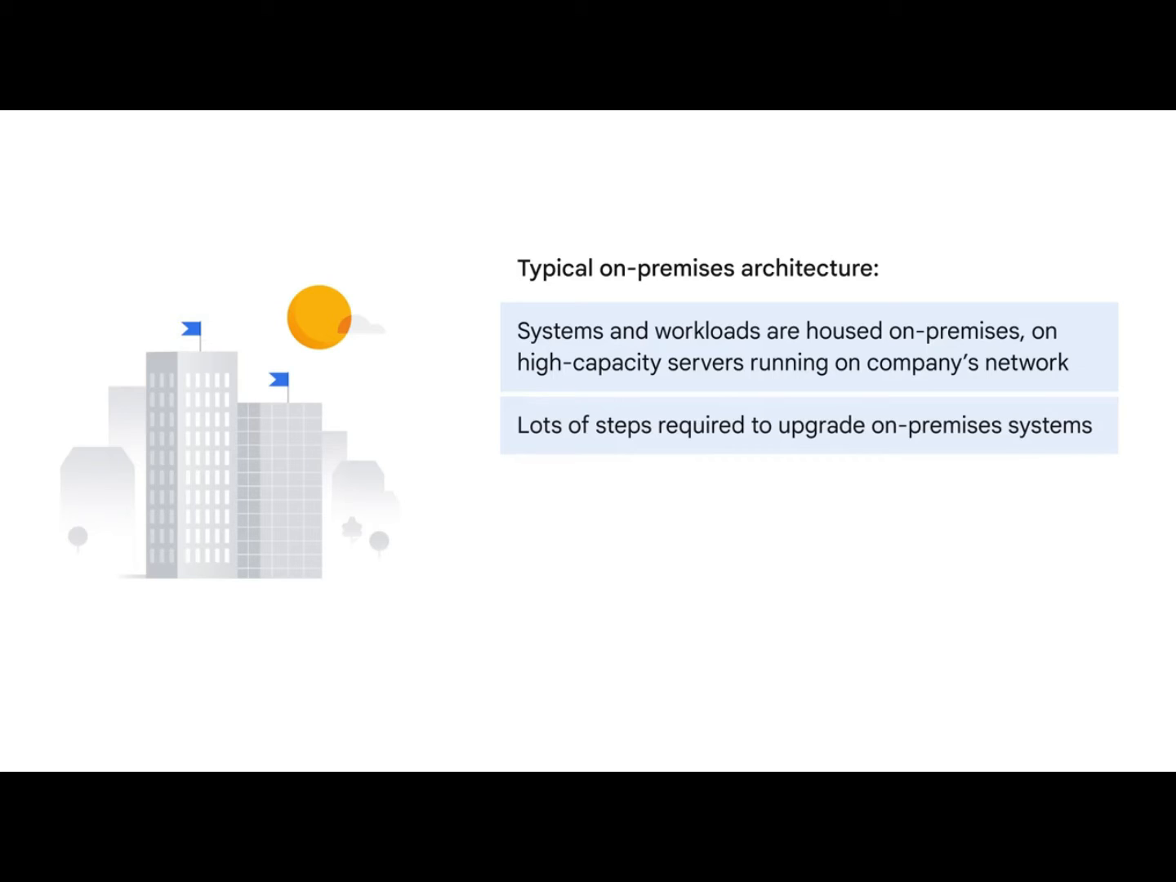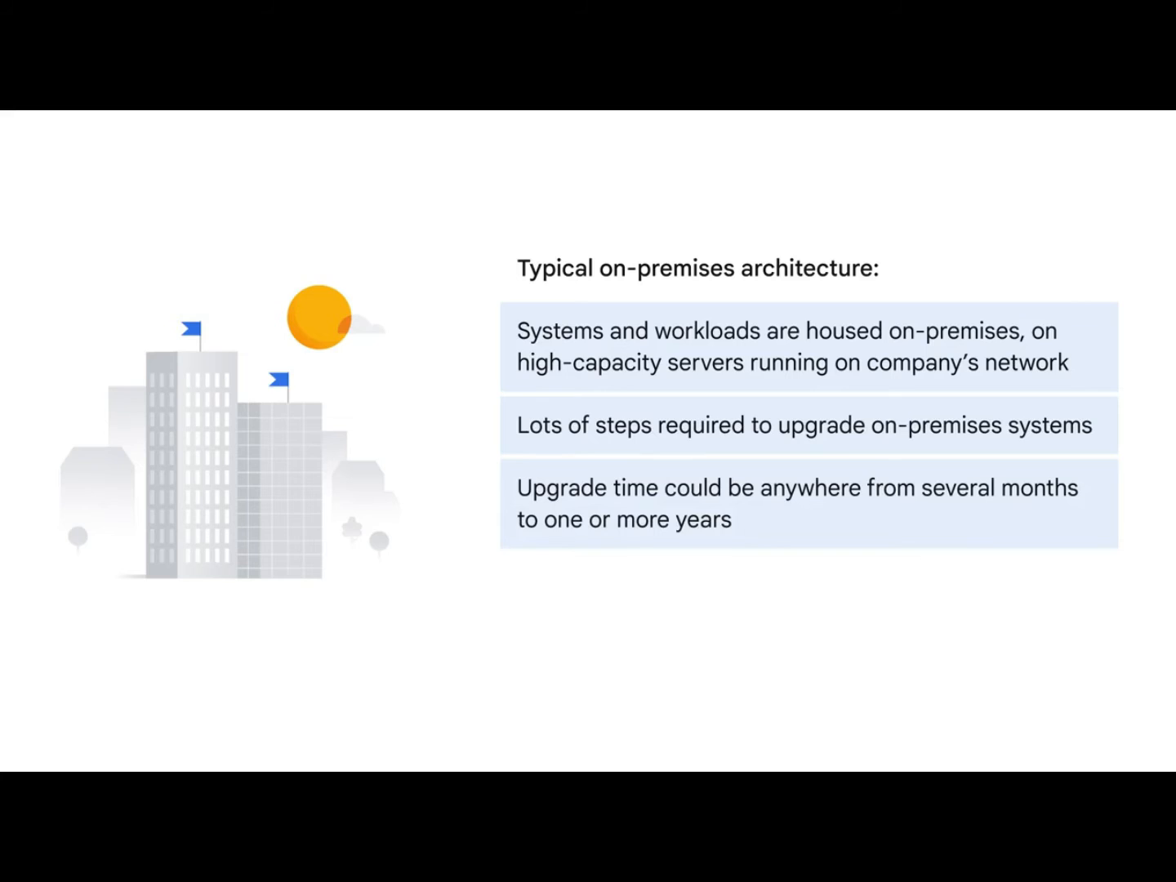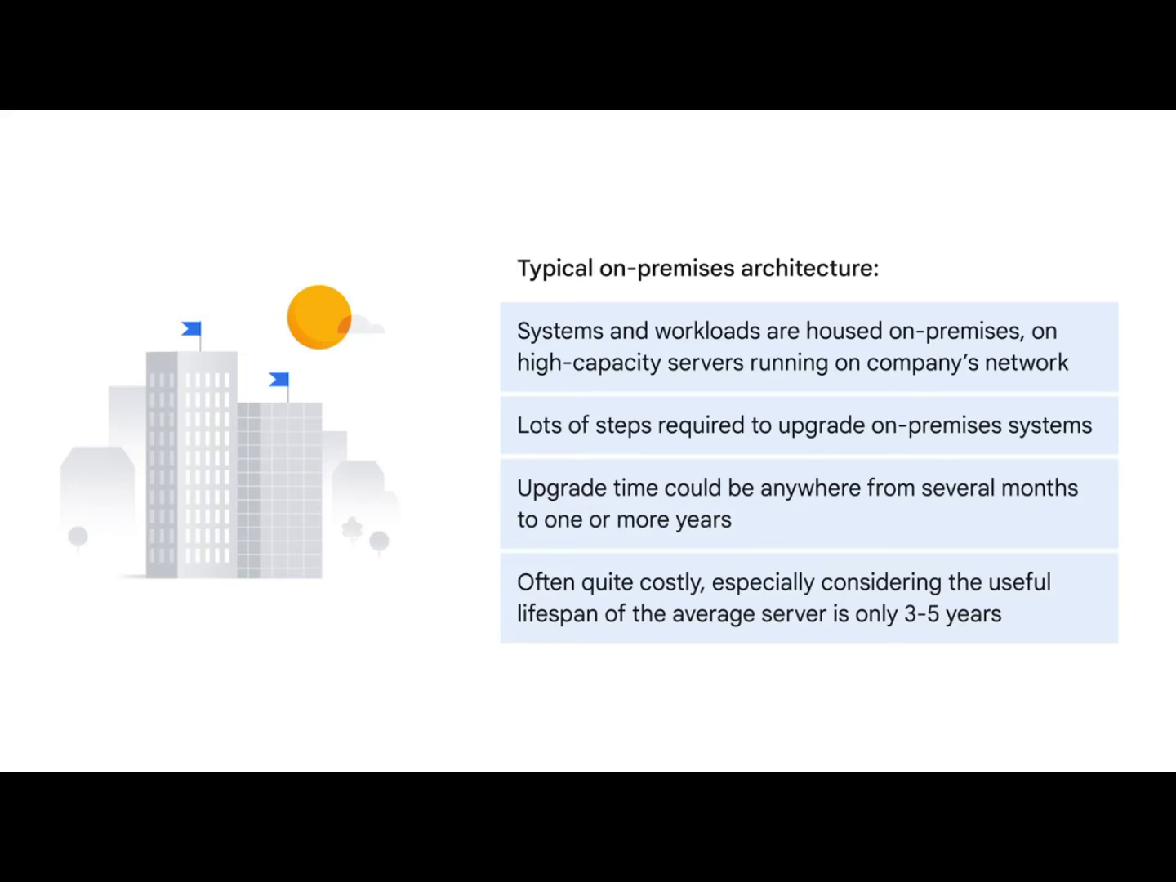When an application's computing needs begin to outstrip its available computing resources, a company using on-premises systems would need to requisition more, or more powerful, servers, install them on the company network after any necessary network changes or expansion, configure the new servers, and finally, load the application and its dependencies onto the new servers before resource bottlenecks could be resolved. The time required to complete an on-premises upgrade of this kind could be anywhere from several months to 1 or more years. It might also be quite costly, especially when you consider the useful lifespan of the average server is only 3 to 5 years.